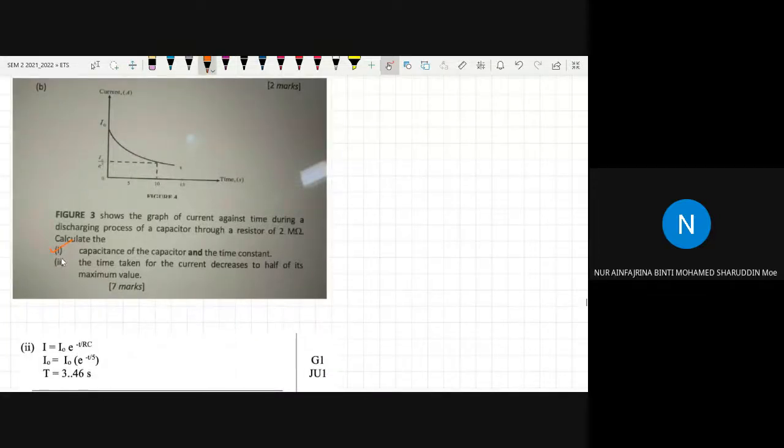Let's look at number 2. What does it ask? The question asks for the time taken for the current to decrease to half of its maximum value. I naught is the maximum, or we can say the initial value.